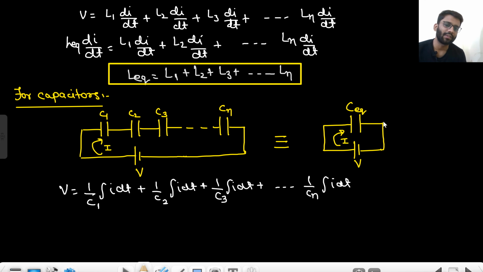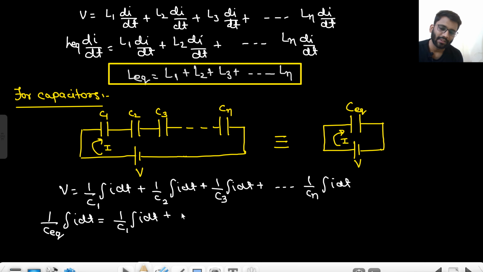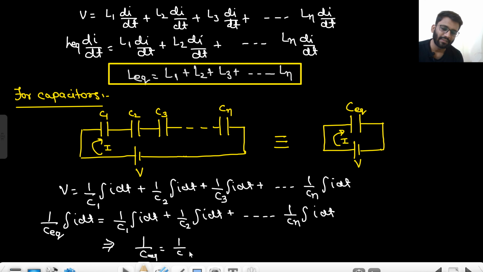Now in this circuit, what can you write? V equals 1 by C equivalent integration I dt equals 1 by C1 integration I dt plus 1 by C2 integration I dt and so on, 1 by Cn integration I dt. So basically what is your 1 by C equivalent now? 1 by C equivalent is 1 by C1 plus 1 by C2 plus 1 by C3 and it goes on. This is the answer for series combination.